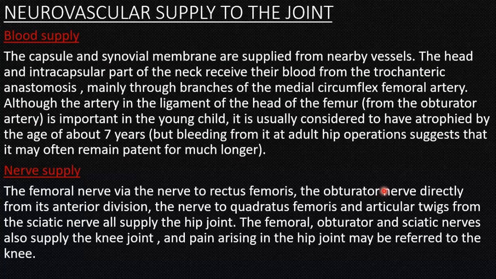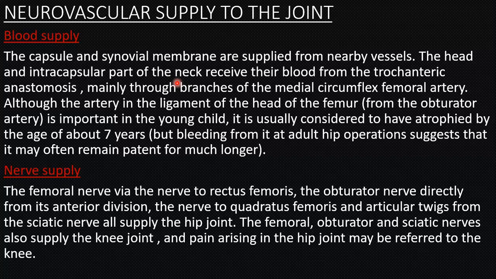Now let's look at the neurovascular supply. Now, blood supply. The capsule and the synovial membrane are supplied by the nearby vessels. The head and intracapsular part of the neck receive blood from the trochanteric anastomosis, mainly through branches of the medial circumflex femoral artery. These arteries pass as the subsynovial retinacular arteries, namely the anterior, posterior, and superior.